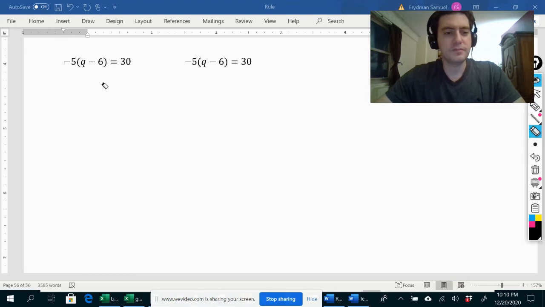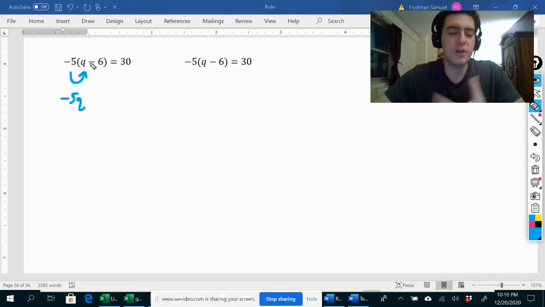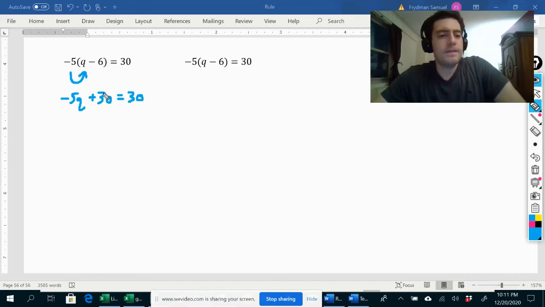What do I mean by that? If I distribute here, I can see that I get negative 5 times q is just negative 5q, and then negative 5 times, this is a subtraction, but I'll treat it like negative. So negative 5 times negative 6 is positive 30. Okay, and then just copy the rest. I just multiplied this by this also. So the reason that I can't get rid of this by simply adding 6 is because this 6 right now is getting multiplied by the negative 5. So actually what we have over here is a plus 30 term.